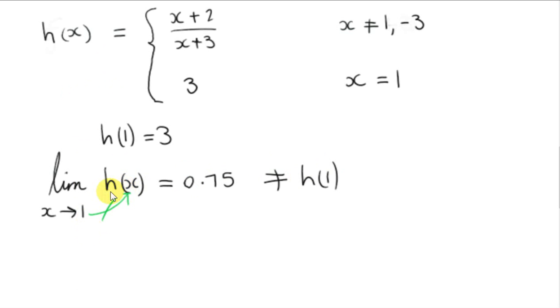So we can make h of x as close as we like to 0.75 by taking x sufficiently close to but not equal to 1. And x can approach 1 from both sides. We cannot make h of x as close as we like to 3 by taking x sufficiently close to 1.